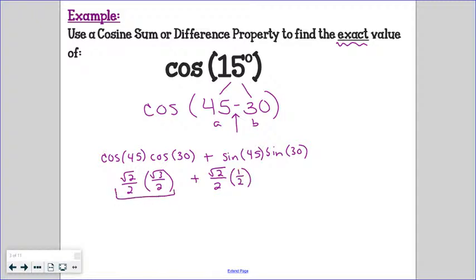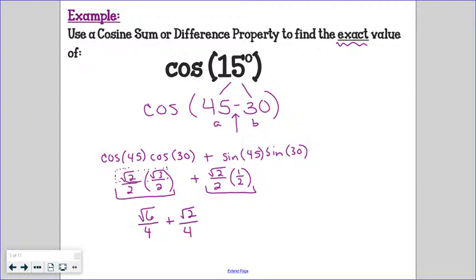So then we're going to multiply, combine those terms there. It's just multiplying straight across the top, straight across the bottom. A little reminder on how we multiply radicals. Those are both inside, so I can multiply the numbers inside together. Square root of 2 times square root of 3 is square root of 6. In the bottom, 2 times 2 is 4. Square root of 2 times 1 is square root of 2. 2 times 2 in the bottom is 4.